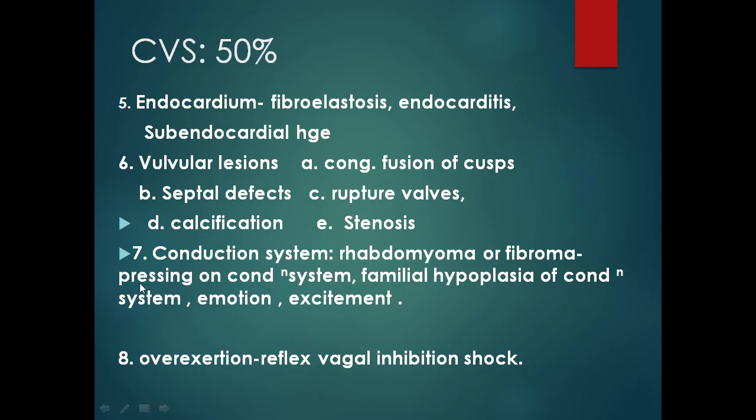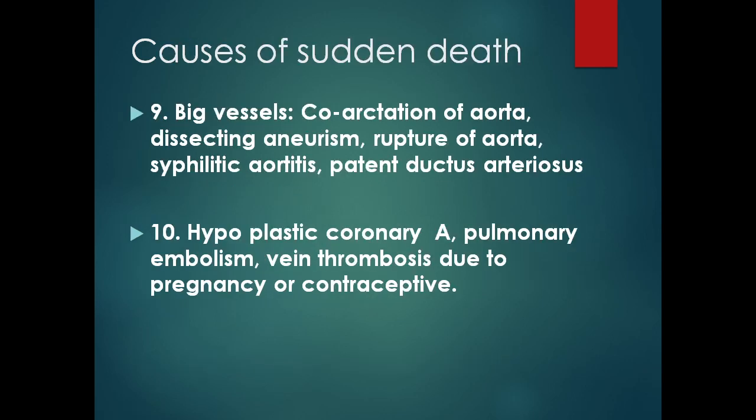Then the conduction system causes sudden death: rhabdomyoma, fibroma pressing on the conduction system, familial hypoplasia of the conduction system, emotion, excitement, overexertion, reflex vagal inhibition, shock. So, these are the various cardiovascular system causes of sudden death. Then other causes are big vessels: coarctation of aorta, dissecting aneurysm, rupture of aorta, syphilitic aortitis, patent ductus arteriosus, hypoplastic coronary, pulmonary embolism, vein thrombosis due to pregnancy and contraceptive administration.